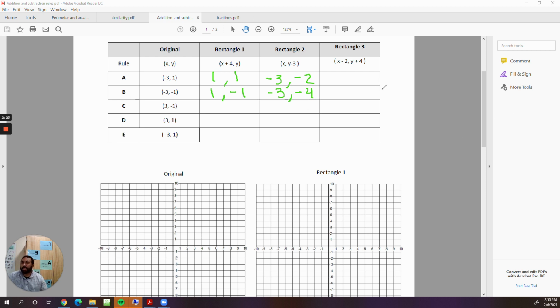In our last example, rule 3, we added and subtracted from both numbers. So x minus 2, so we're going to do the first number minus 2, but then y plus 4. So we're going to do the second number plus 4. So negative 3 minus 2, we would get negative 5. And then 1 plus 4, we would get positive 5.